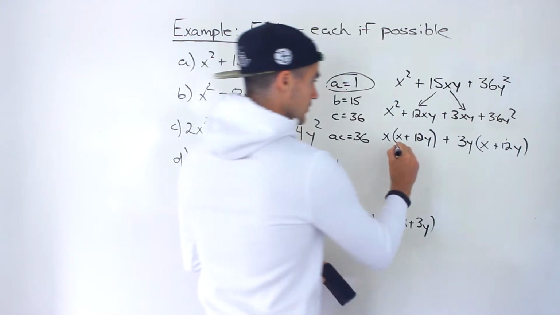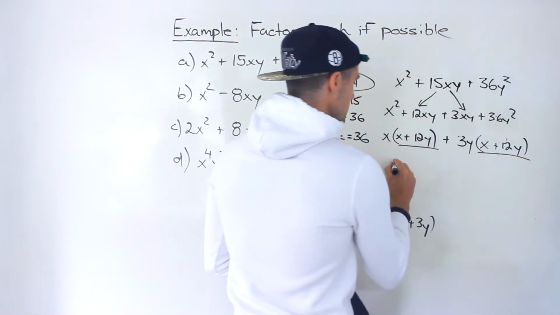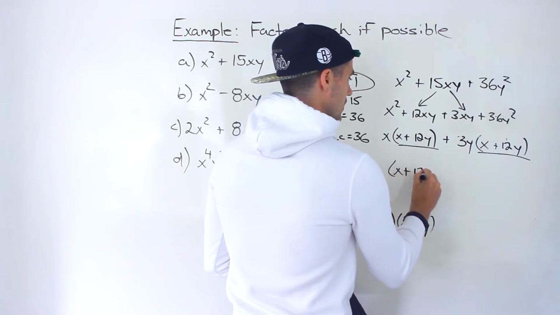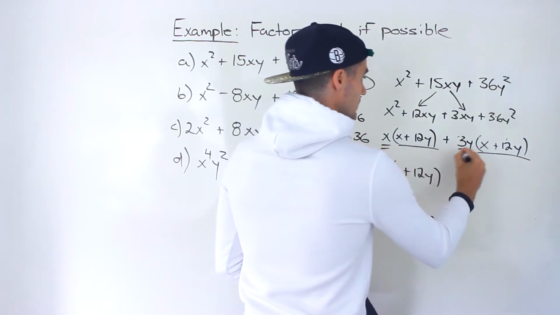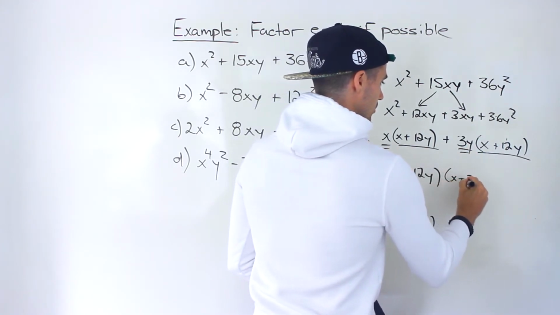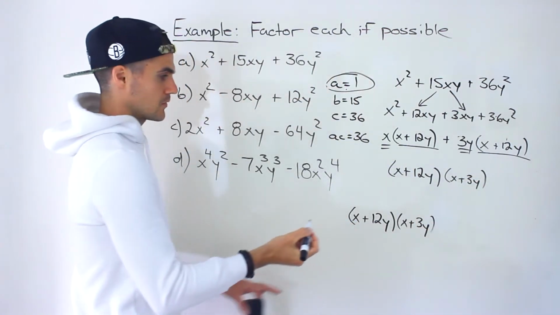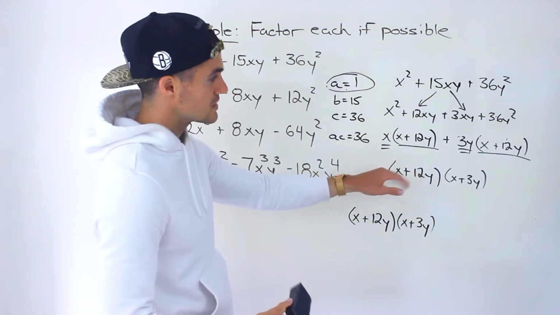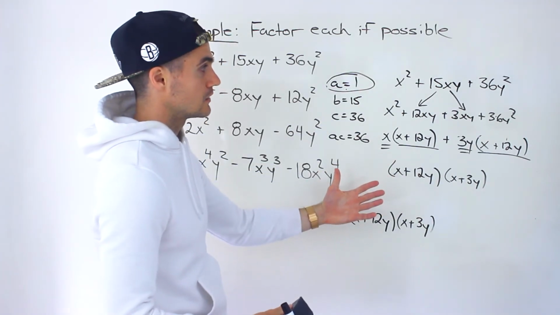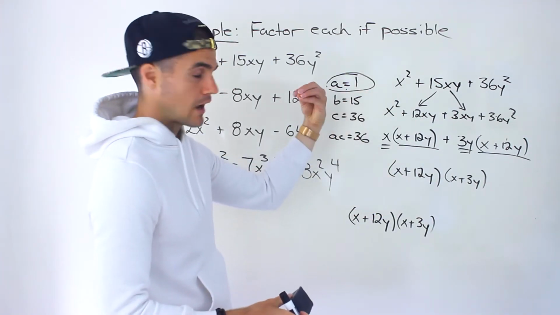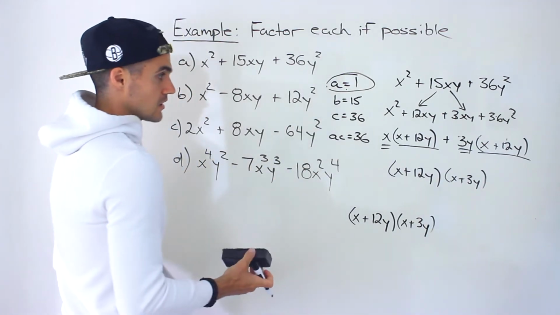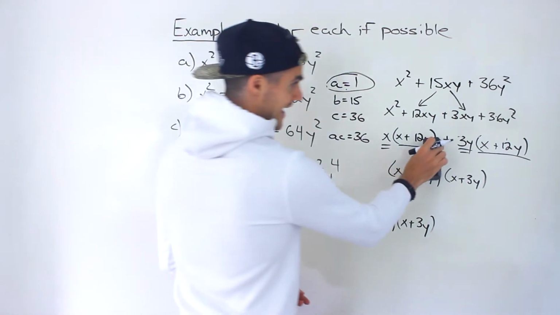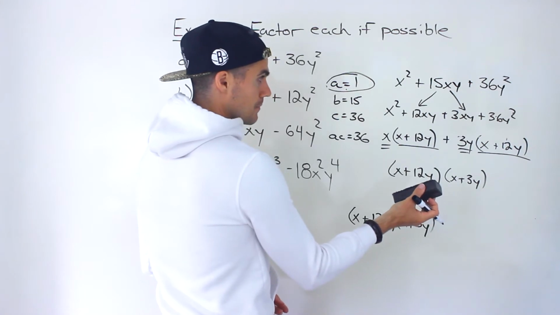And so from here, same thing, we could take out that x plus 12y, and what are we left with? x plus 3y, like that, right? Exactly what we were aiming for. So that is the full process of factoring a multivariable expression by decomposition. So it's the exact same thing, we're just adding this y the whole time.